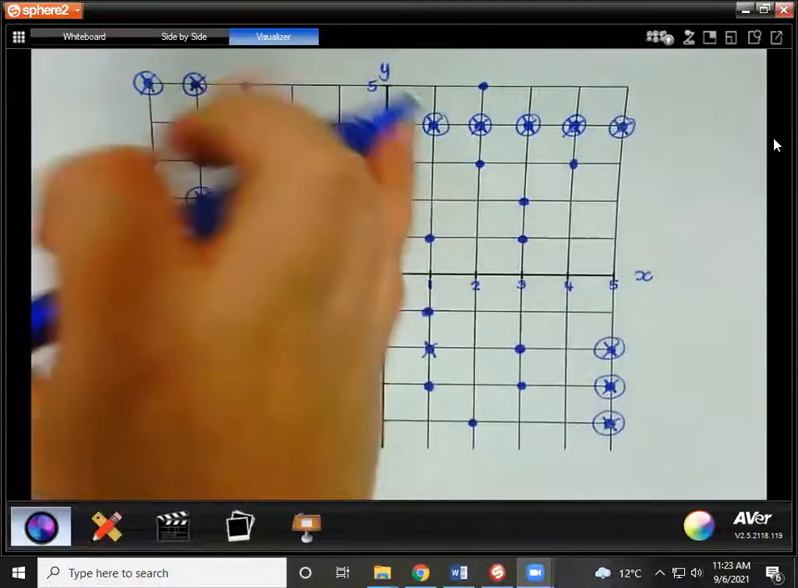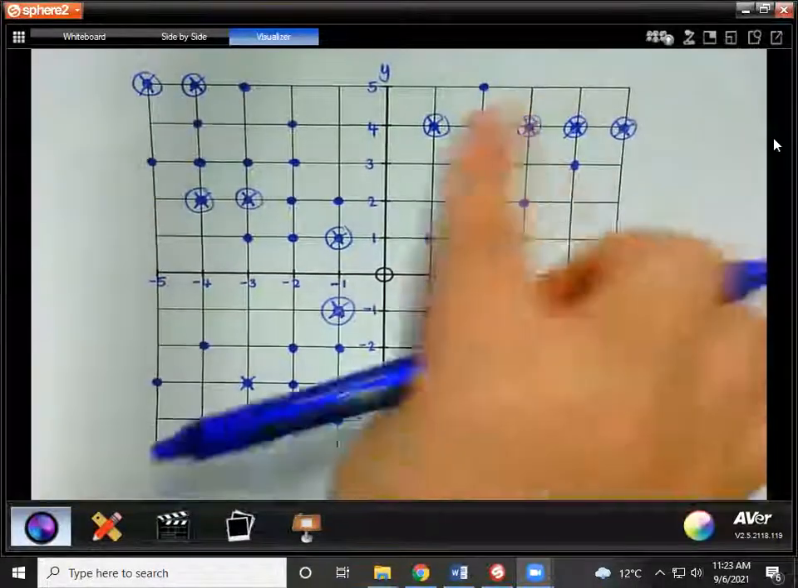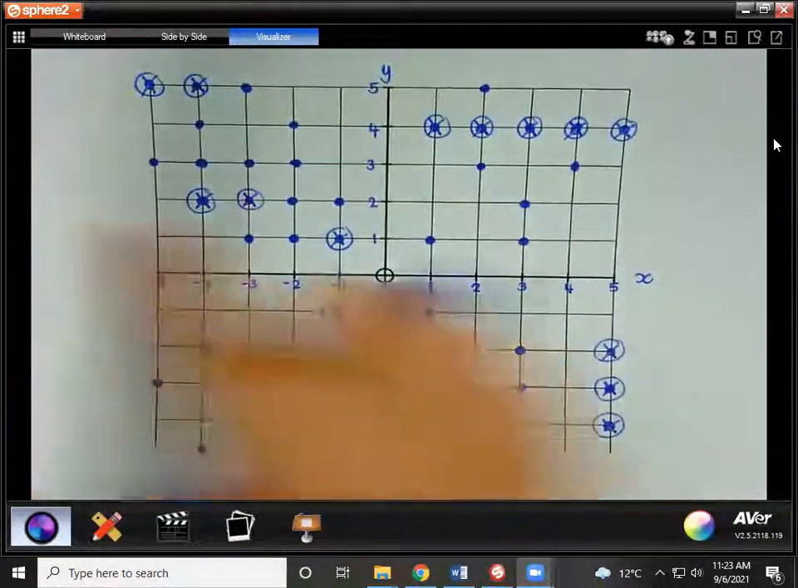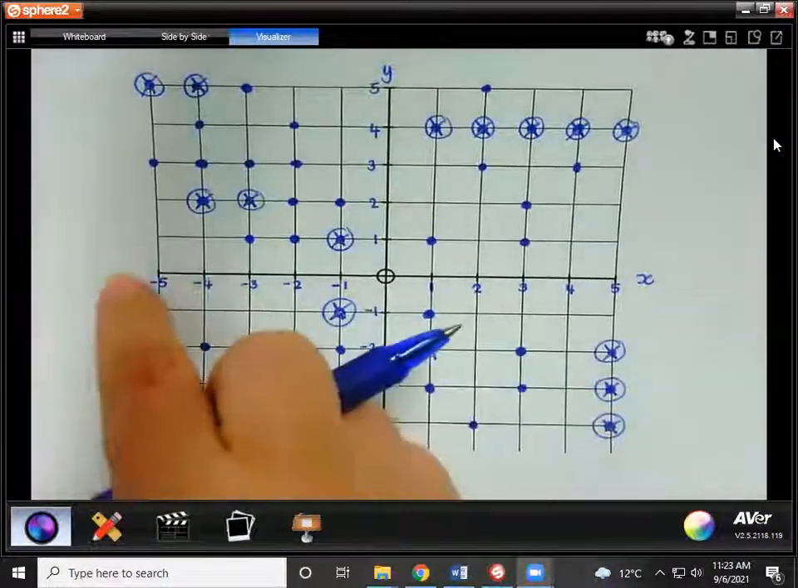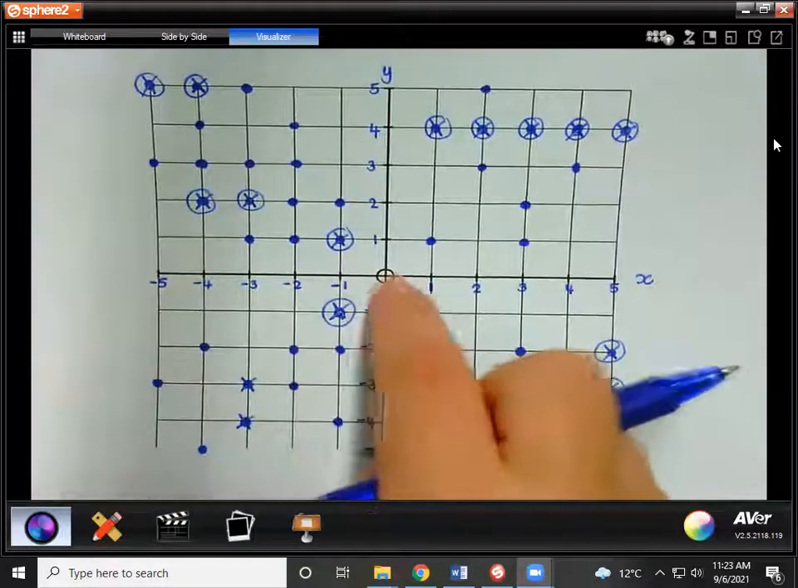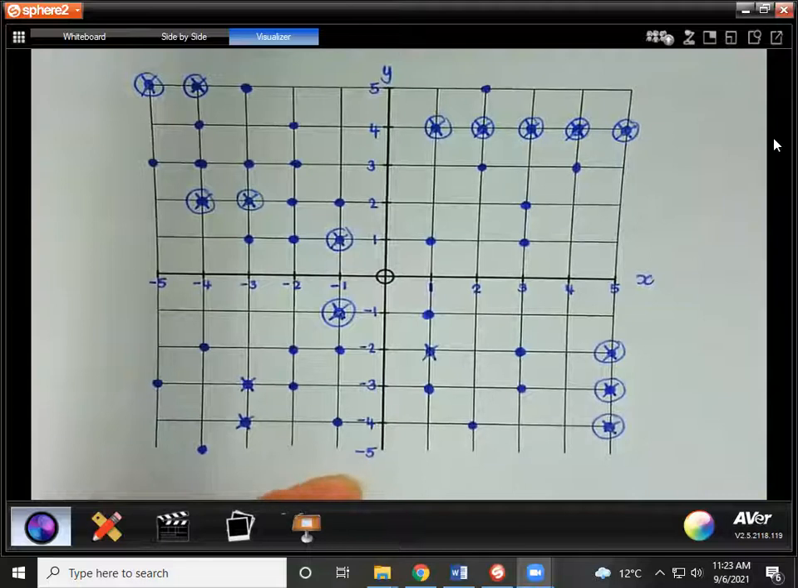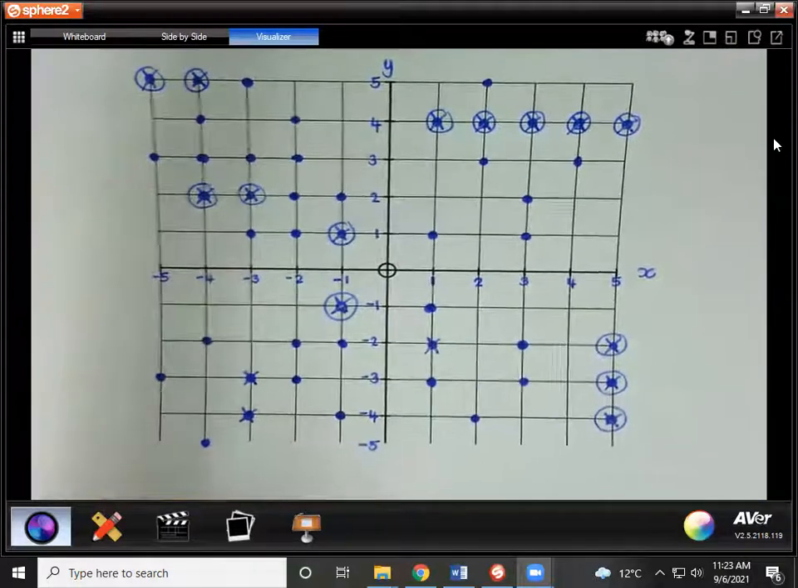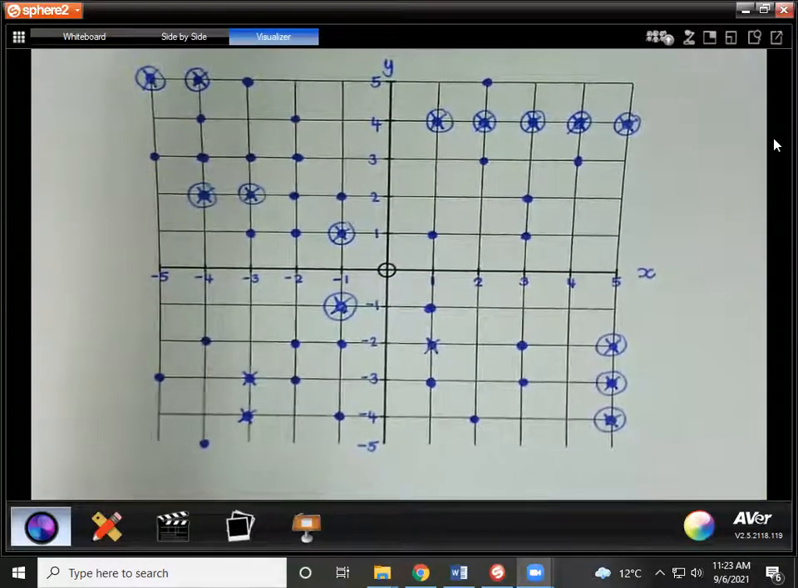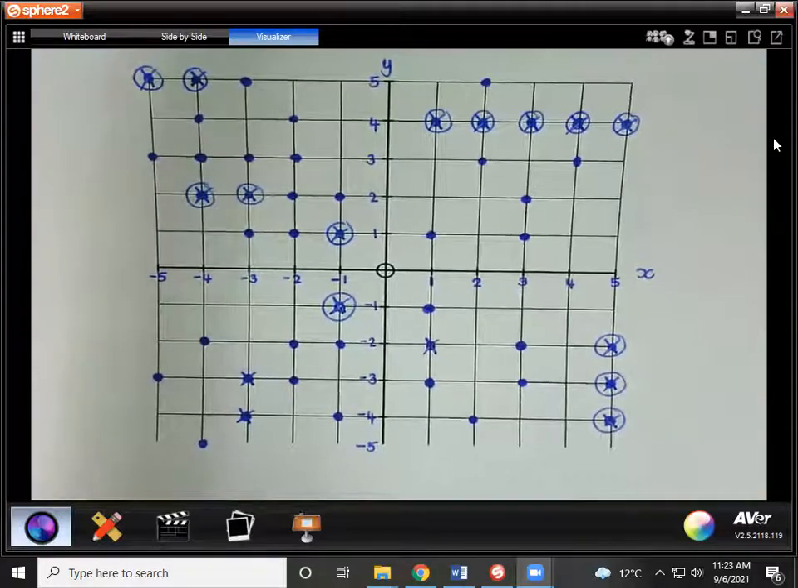Remember, I'm just reminding you that you can choose points on the axes as well, right? So any points here have a y value of 0, and any points here have an x value of 0. Okay, just reminding you of those as well, because we're running out of points. Okay, Nathan, yes.